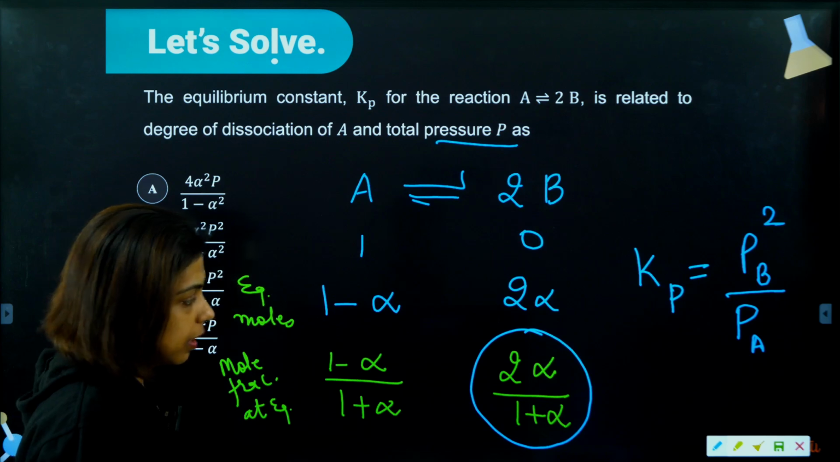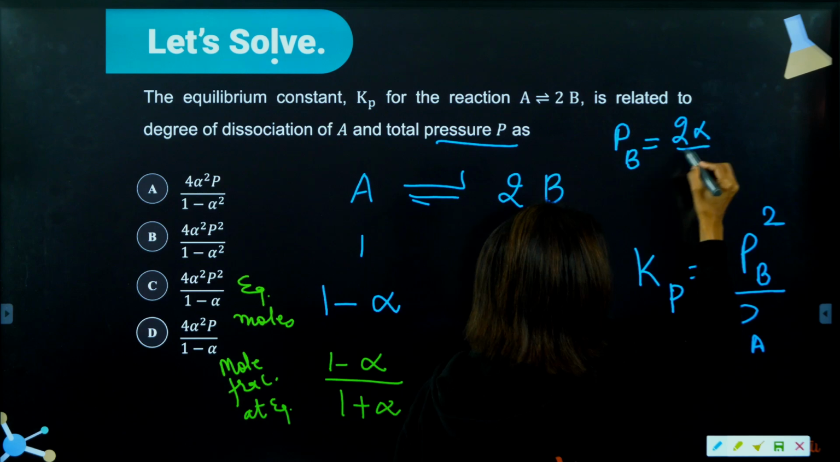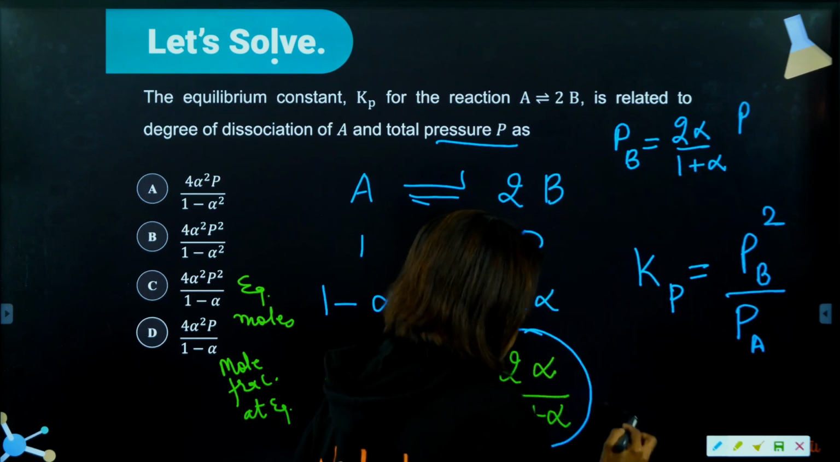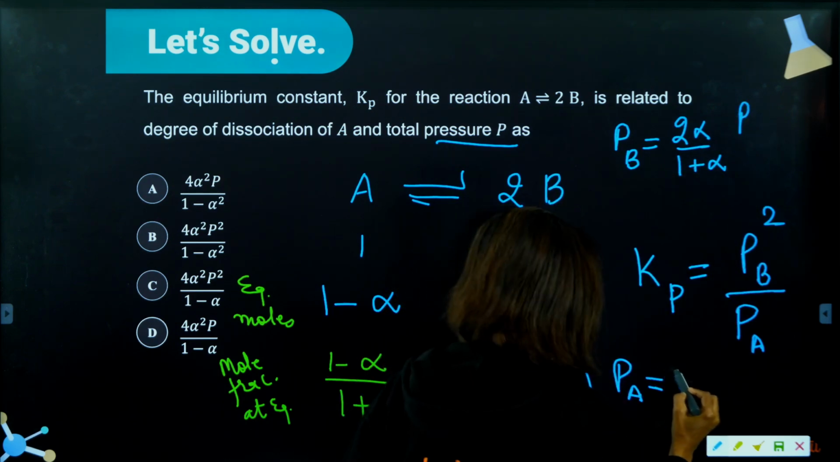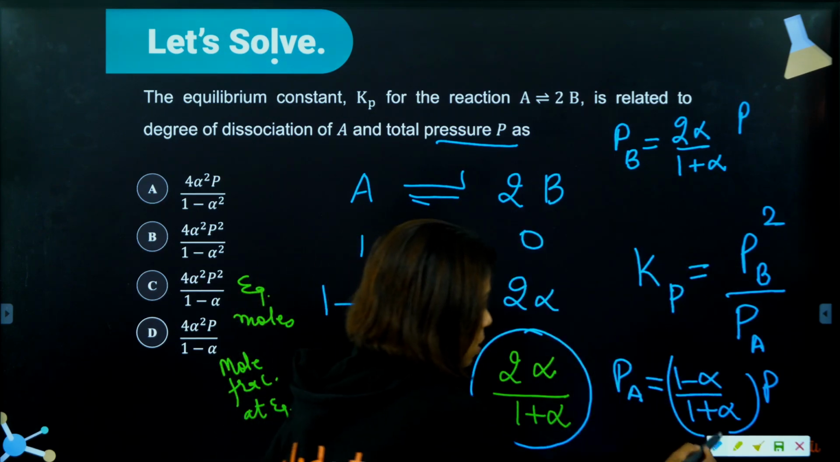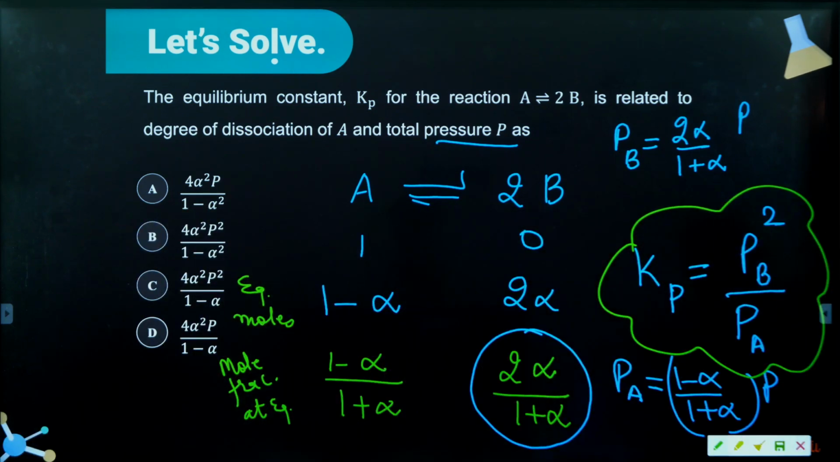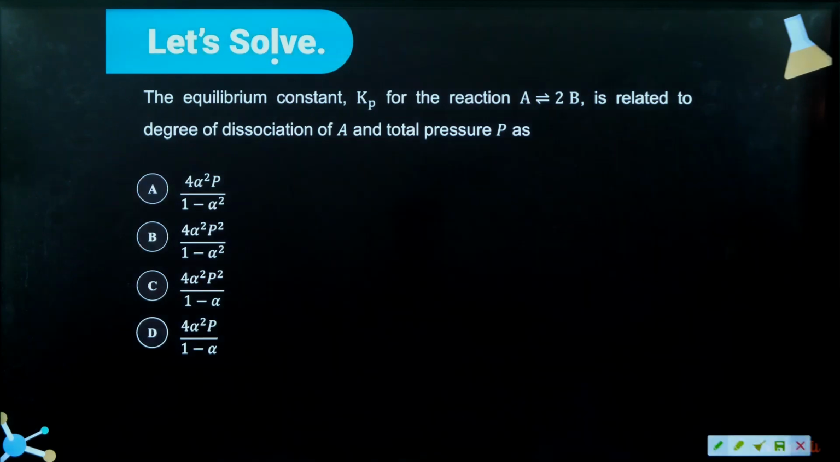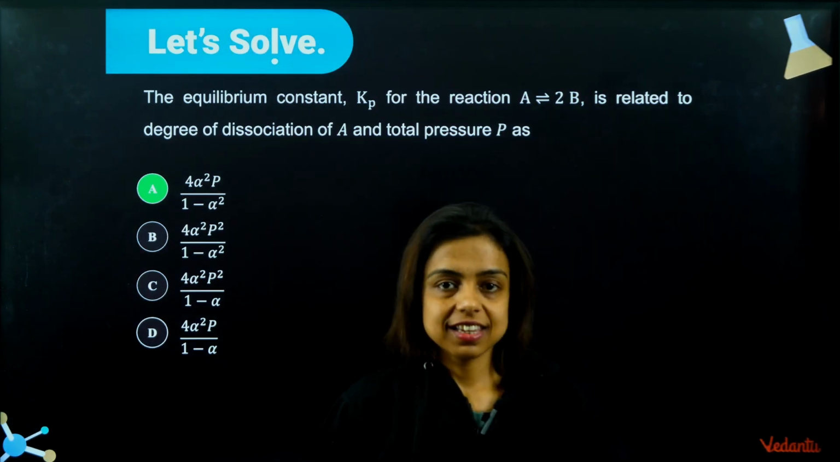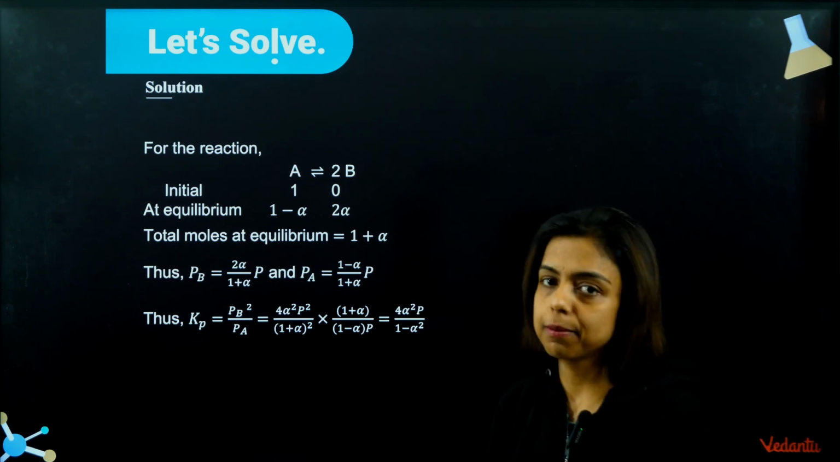That is P, right? So let me write here, guys, the partial pressure of B at equilibrium is 2 alpha over 1 plus alpha into P. Similarly, the partial pressure of A at equilibrium is the mole fraction 1 minus alpha upon 1 plus alpha into P. So putting these values in this expression, you will get the relation between Kp and alpha and P, right? You're supposed to write your partial pressures in terms of alpha and P. So you'll get your relation as A. Yes? You can check here, guys, simply putting the expressions in the Kp expression.